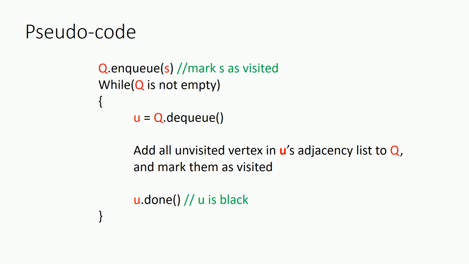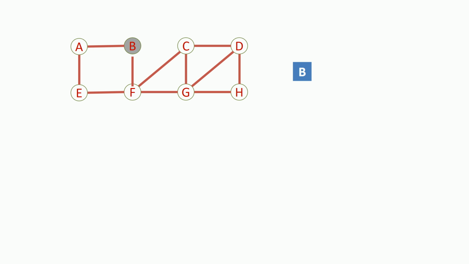Okay, now let's see an example run of this pseudocode. In this graph, we select vertex B as the source vertex. In the pseudocode, before the while loop, we have enqueued our source vertex to the queue and marked it as visited. Hence, the B vertex color is gray at the beginning. Now on the right side, you can see the state of the queue. Currently, we have only B in our queue.